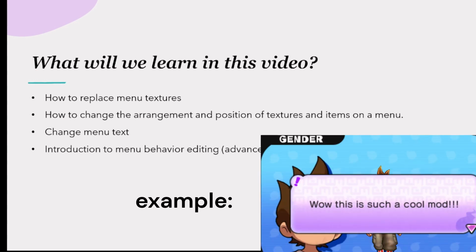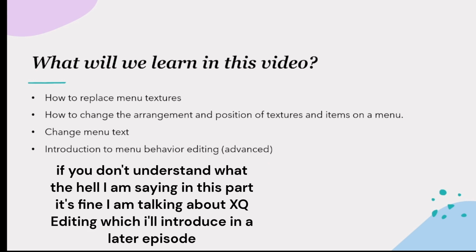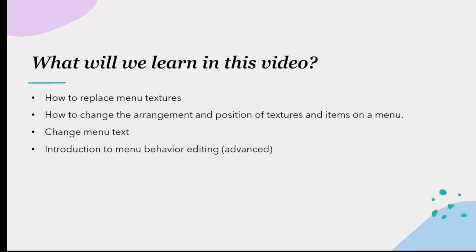Change menu text. This is very similar to what we did last episode, but it's a tad bit different, so I'll show you. An introduction to advanced menu behavior editing. This is very advanced because when you change menu behavior, you essentially edit XQs, which are compiled script files inside the game, and we cannot really edit them fully yet because the current disassembler is not that good. But let's not talk about XQs too much because we got stuff to do.